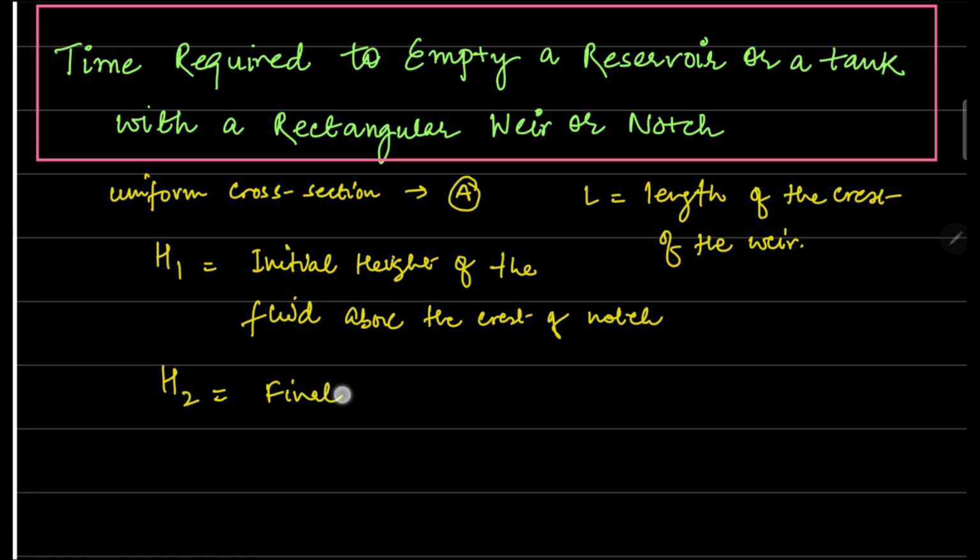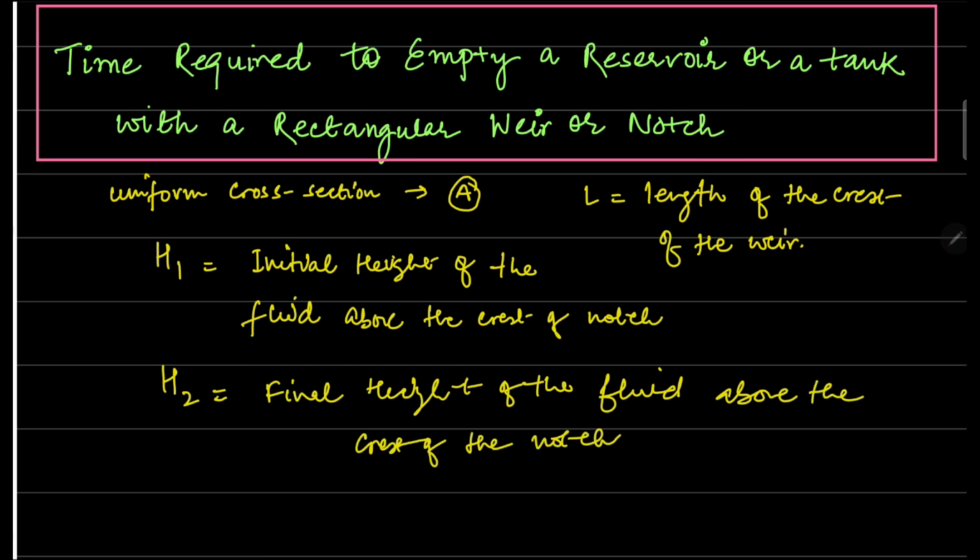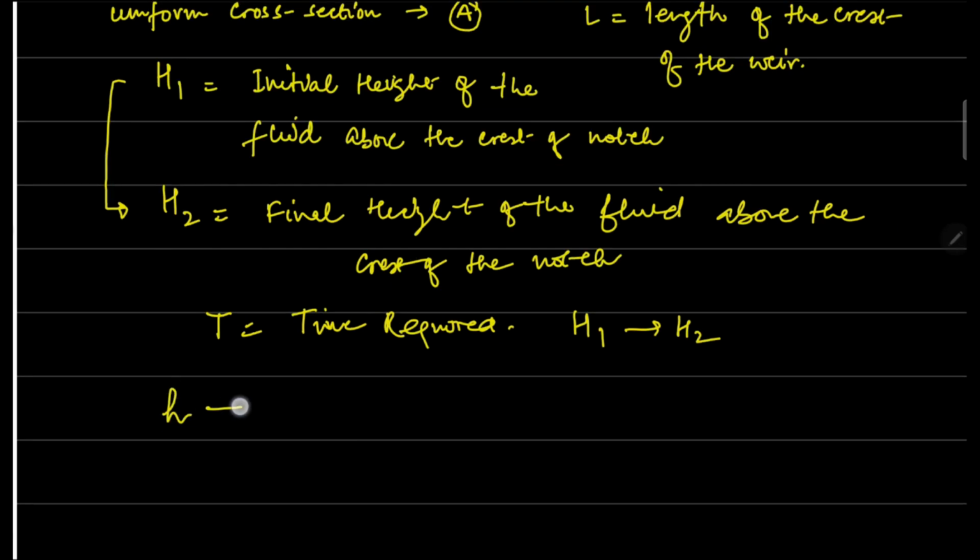So you can say the final height of the fluid above the crest of the notch is h2, and the time required for making this change from h1 to h2 is t. So this is your time required in seconds to lower the height of liquid from h1 to h2. The height of liquid above the crest at any instant is small h, and in a small time dt, the height of the liquid surface will fall by the distance dh.